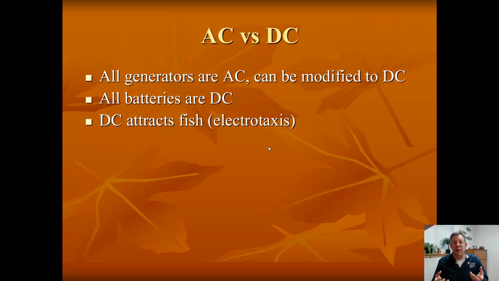For example, if you think about our backpack shocker, the backpack shocker runs off a battery. It's DC. And if you're shocking in a stream with lots of small fish and lots of cover, you can put the probe near the cover and the fish will actually swim out of the cover. It's not magic. They don't just come swimming straight up and then jumping into your net. But if you get the right settings, it is pretty remarkable how those fish do swim toward one probe of the DC setup.